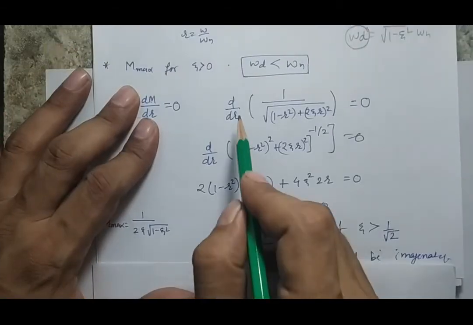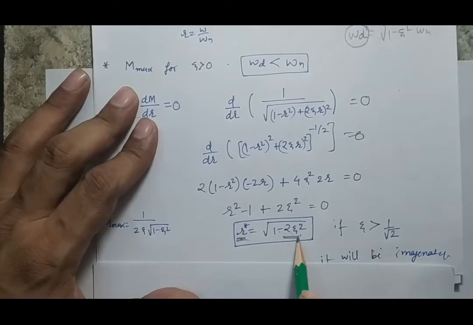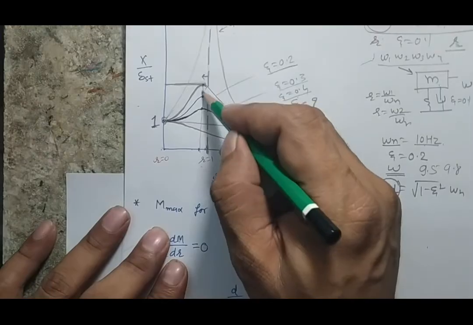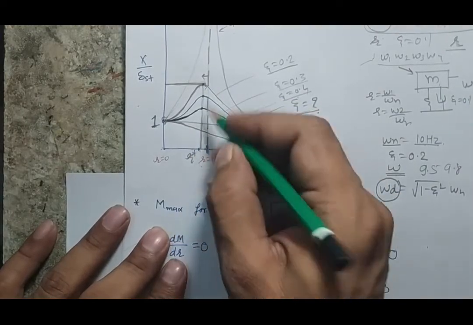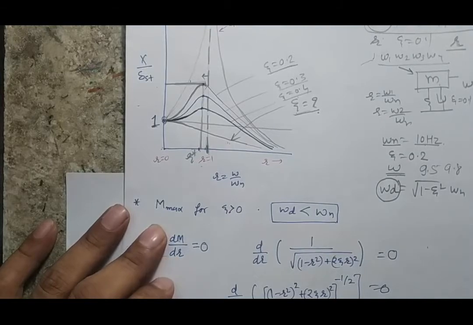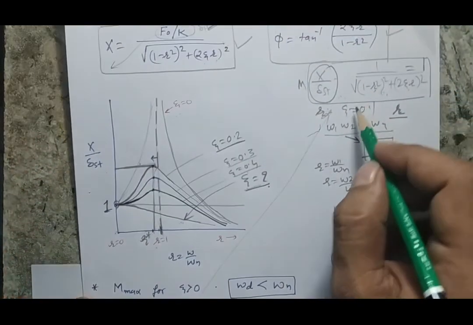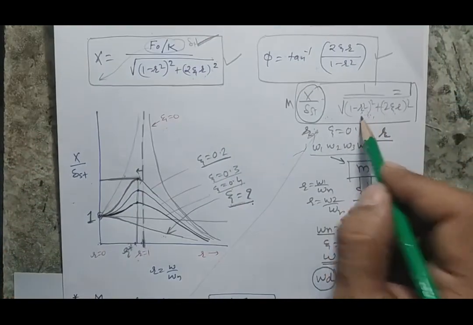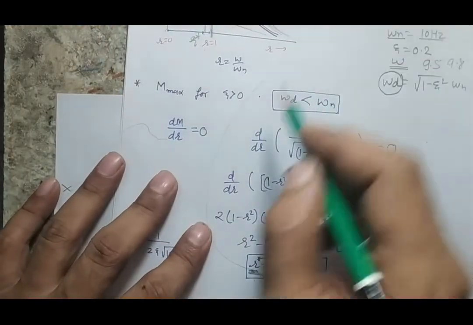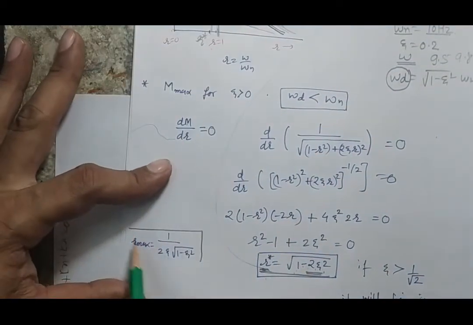What is important here is that when you differentiate this M term, you get a relation between r and zeta. That indicates that for this particular r value, this is my r star, your amplitude will be maximum. And what would be the magnitude of that amplitude? So I will put this r star value into my expression. When I put this r equal to square root of 1 minus 2 zeta square, the amplitude of M will be maximum, and this is the expression for maximum M.